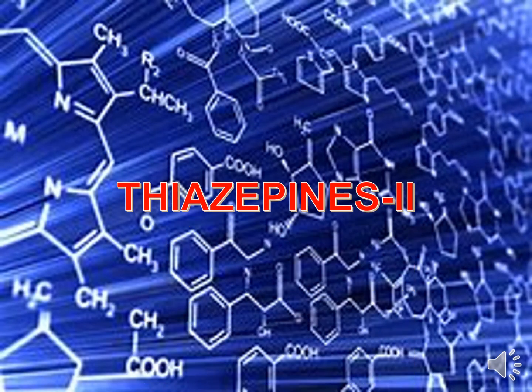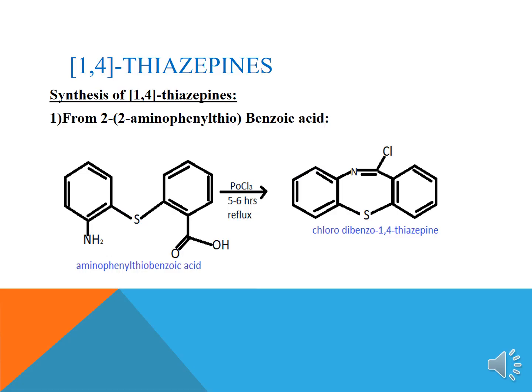Thiazepines II. So let's begin with thiazepines II, the 1,4-thiazepines. Here, in the synthesis of 1,4-thiazepines from 2-aminophenyl thiobenzoic acid, we can generate the 1,4-thiazepines. So here we are taking this as your precursor.